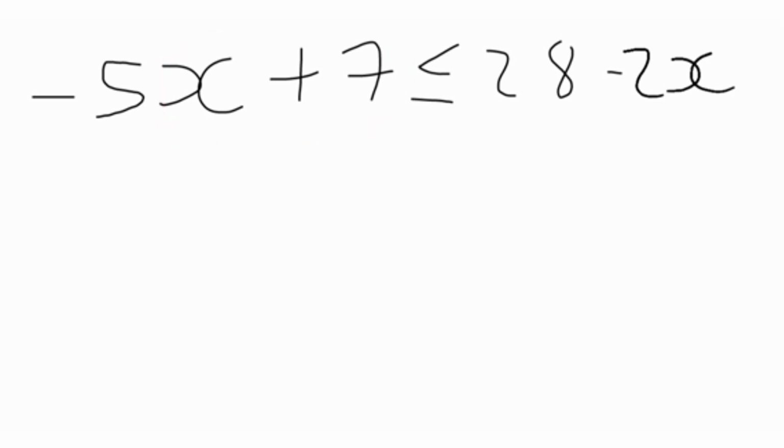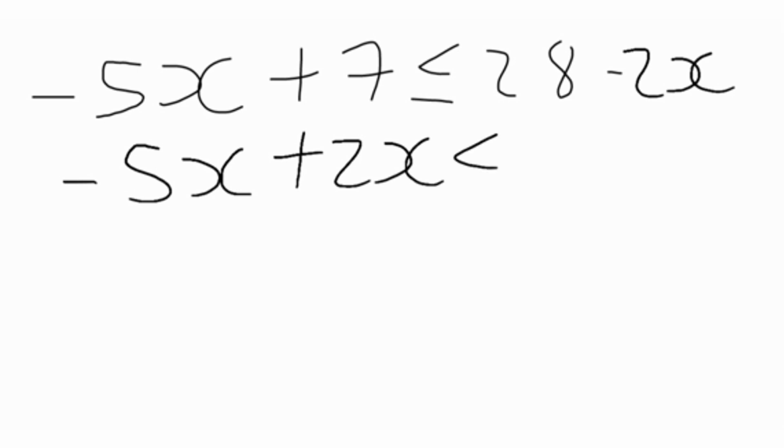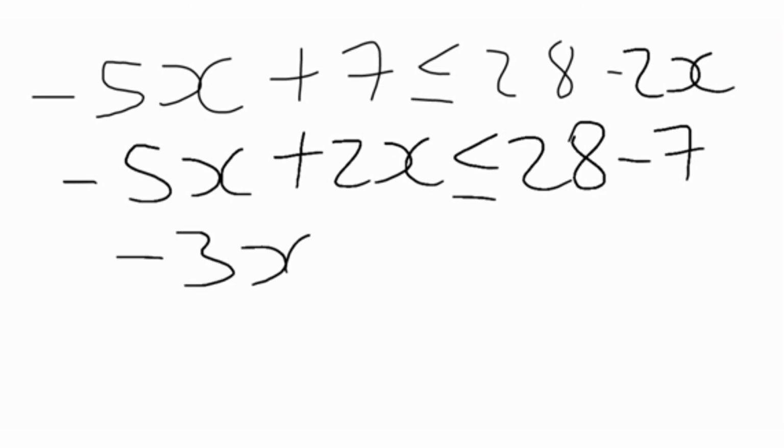If you want to remove negative 2x from this side, look at the sign between 2x and 28. The sign between 28 and 2x is negative, and the opposite of negative is addition. So meaning we have to add 2x on both sides of the inequality. Negative 5x plus 2x from the other side is less than or equal to 28 minus 7. Negative 5x plus 2x, that is negative 3x, less than or equal to 28 minus 7, that is 21.